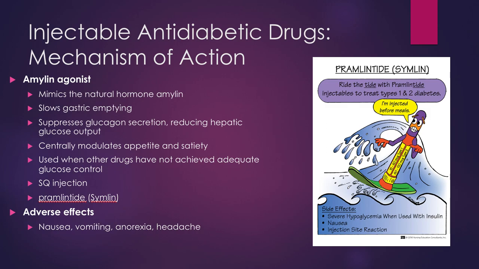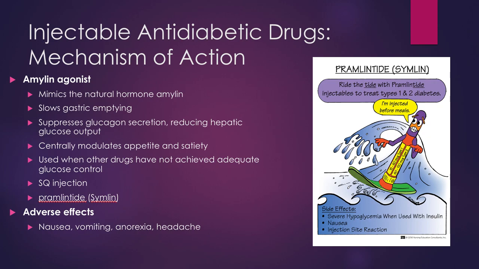All right, so now let's talk about some of our injectables. And actually, I think there's one more PO med coming up that I forgot was later. All right, our first injectable medication we're going to talk about is an amylin agonist, so it mimics amylin. It slows down gastric emptying, so it causes your food to be in your stomach for longer, so you get full faster and you stay full longer. This allows people to both lose weight and lower their blood sugar because they eat less, okay? This is a subcutaneous injection.